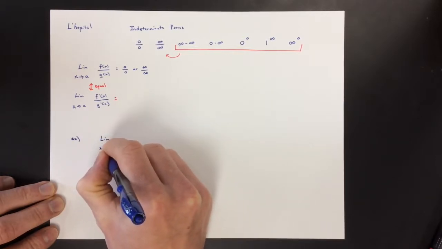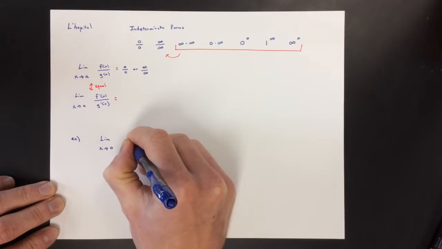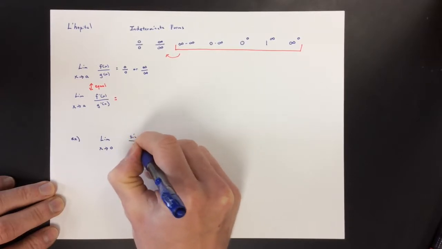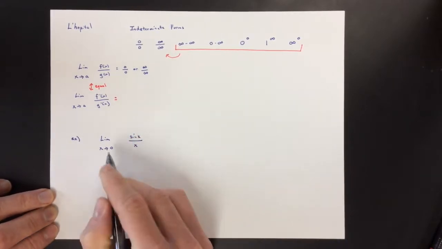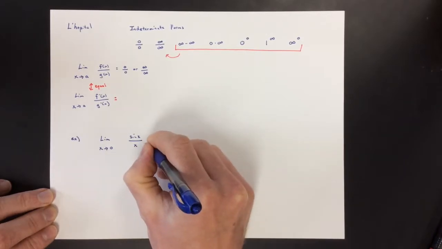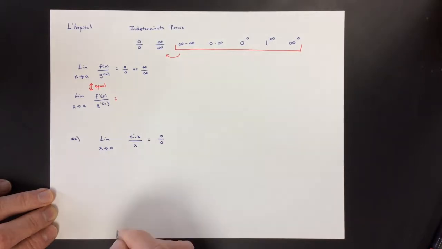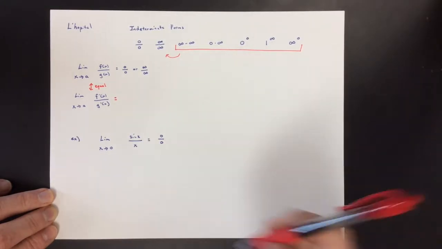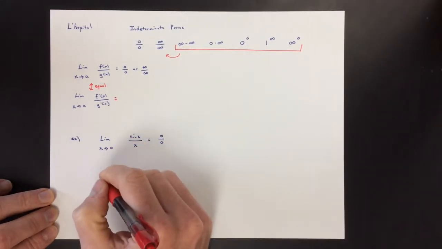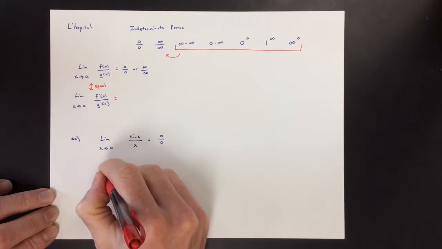Let's look at the limit as x goes to 0 of sine x over x. Again, if you just plug this in, sine of 0 is 0 and x is 0, and we get 0 over 0. So we can apply L'Hopital's.